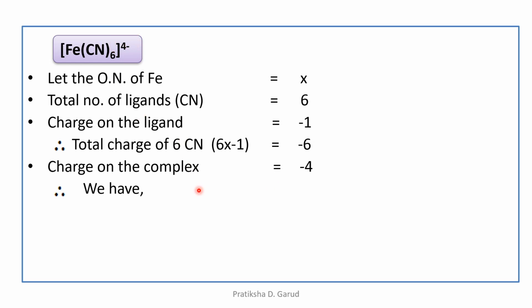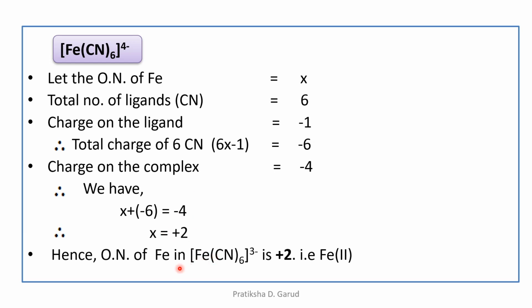Therefore, we have X plus -6 equals -4. Therefore, X equals +2. And hence we can say the oxidation number of Fe in [Fe(CN)6]4- is +2, that is Fe plus 2. Okay, so this is the second example.